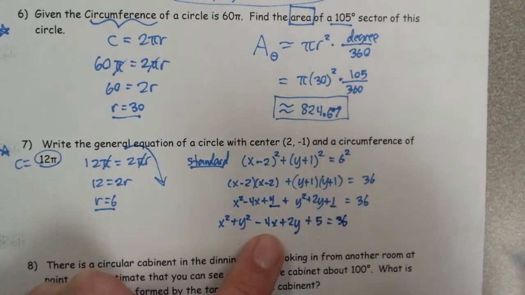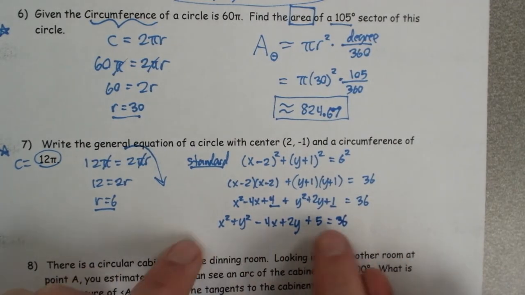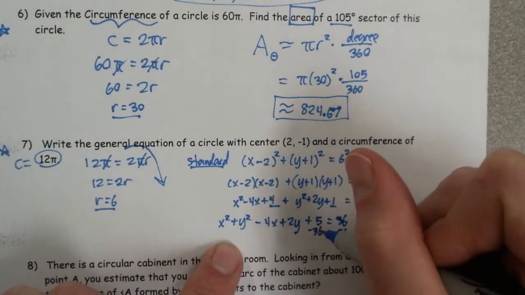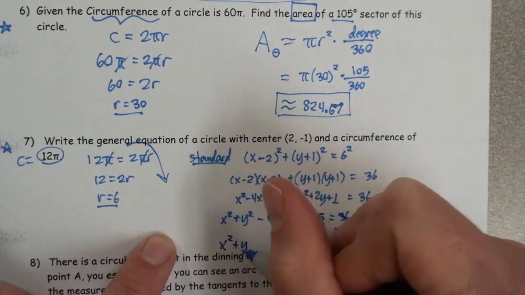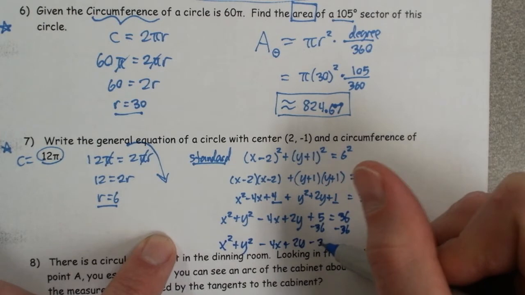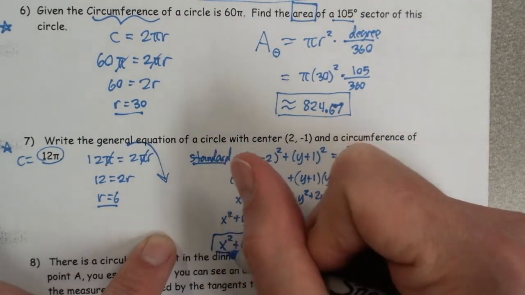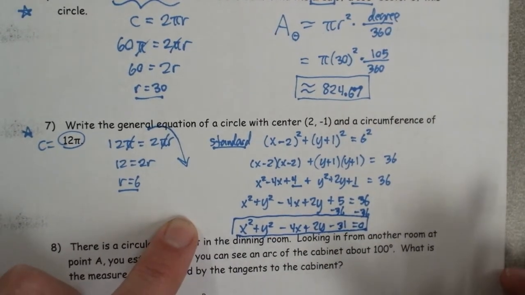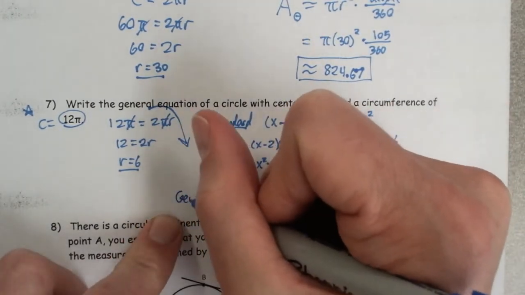And the last thing we want to do is subtract the 36 from the 5. So that's going to give me 5 minus 36, which is negative 31. So my final answer will be x squared plus y squared minus 4x plus 2y minus 31 is equal to 0. So that's your general form.